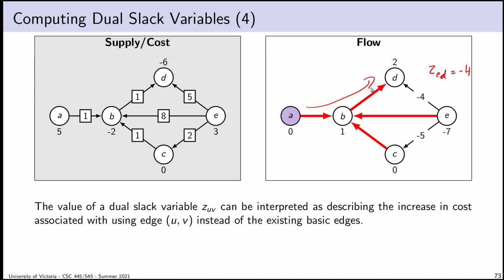Suppose I were to send flow to vertex D through this arc. So in other words, I get the flow to the source of the arc, to vertex E, and then I go from there to vertex D. The value of Z is going to tell us how much the cost will increase if I do it this way versus using the current basis. And notice that because it's negative, what that's telling us is that it will be cheaper. The cost will go down if I send my flow to D this way instead of sending it to D this way.